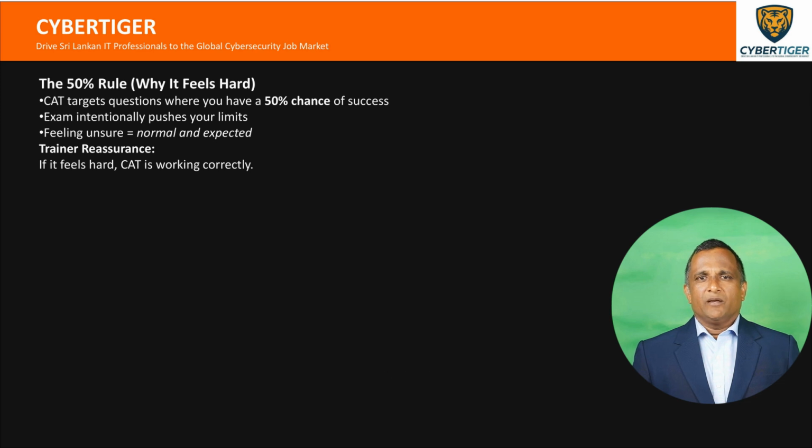Let's explain the 50% rule, because this is why the CISSP exam feels so hard. The CAT engine deliberately targets questions where you have about a 50% chance of answering correctly. Why? Because questions you're guaranteed to get right or wrong don't measure your ability accurately. The best measurement happens right at the edge of your knowledge. So yes, the exam intentionally pushes your limits. Feeling unsure, second-guessing, or thinking this is tough is completely normal. Think of it like stress testing a system. You only find true capacity under load. Here's the reassurance: if the exam feels hard, CAT is working exactly as designed.